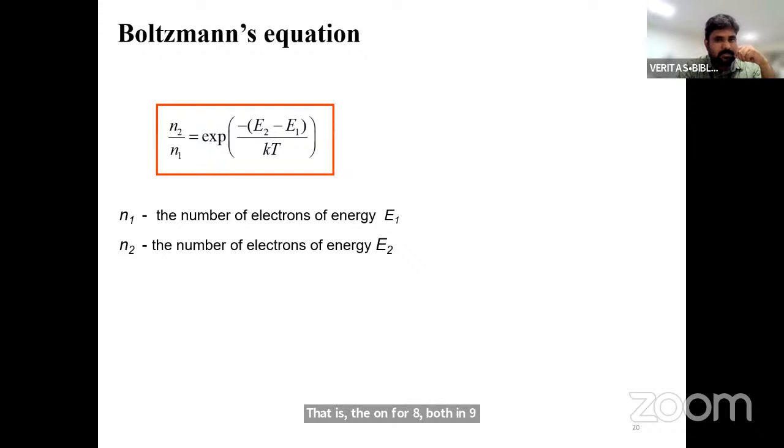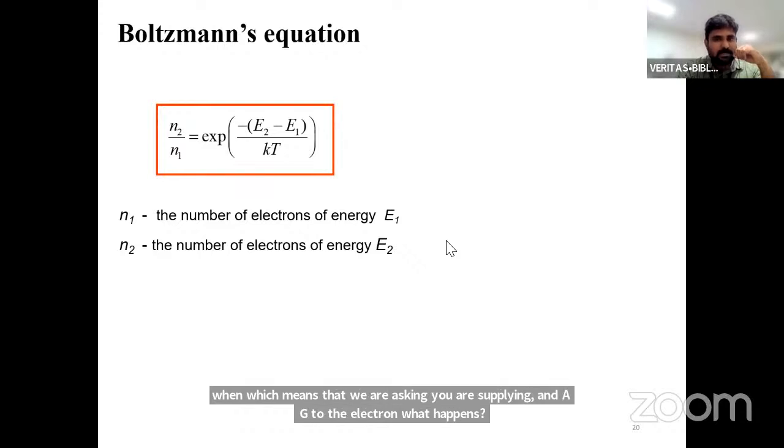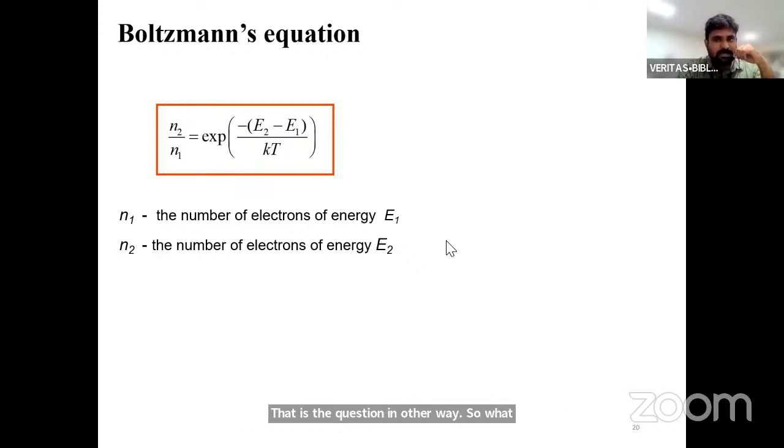Ninth question. Which event is likely to take place when a photon of energy equal to the difference in energy between the two levels in a system arrives? What will happen? We are asking, you are supplying energy to the electron. What happens? That is the question in another way. The electron takes the energy and goes to the higher energy state. The process is called absorption.